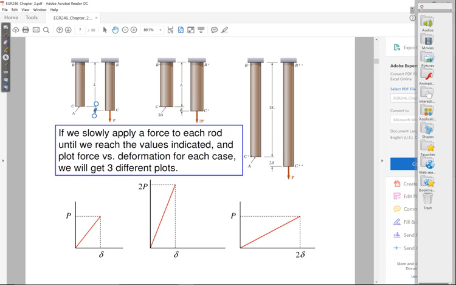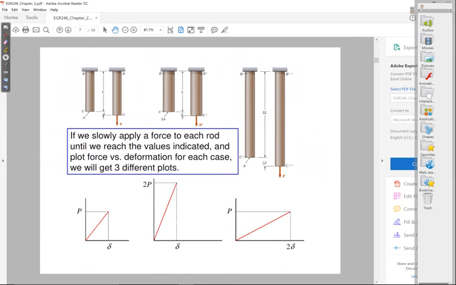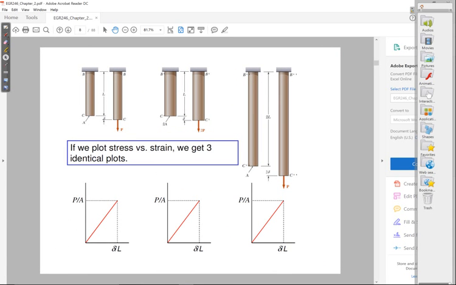I'm sorry, having trouble scrolling here, hold on. All right, so here it is. If I plot stress on the y-axis and strain on the x-axis, I get 3 identical plots. And this is what I want, because these are 3 parts for which I'm applying the same stress. These are 3 parts that are made out of the same material. What I want is the same plot that shows me for a given amount of stress I apply, how much strain I'm going to get.